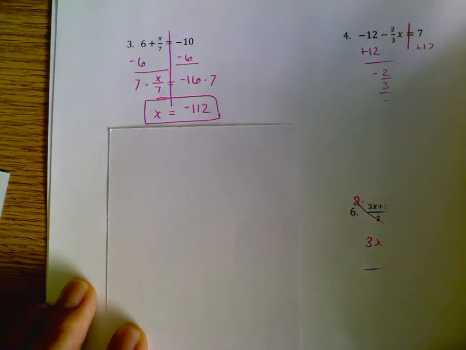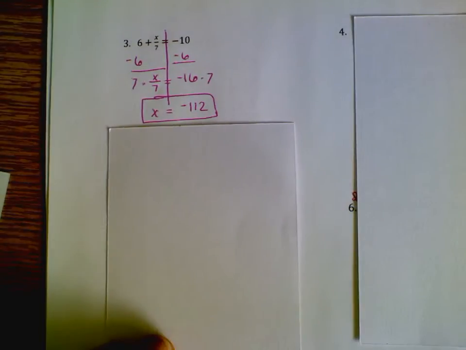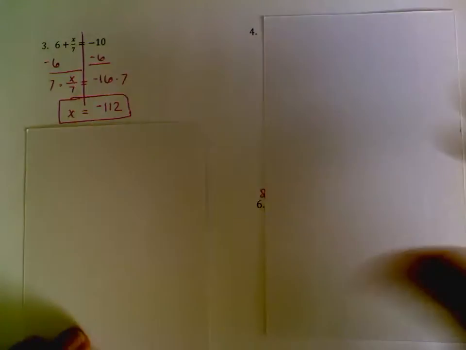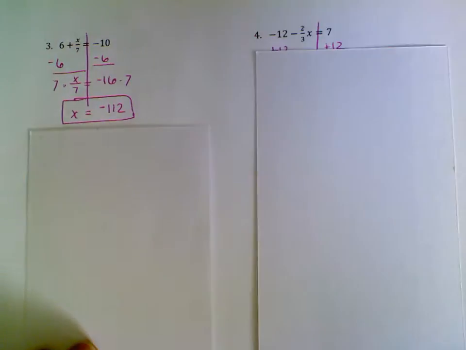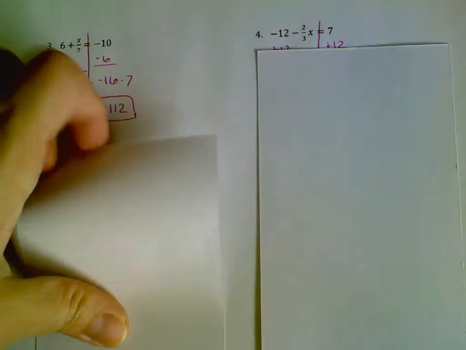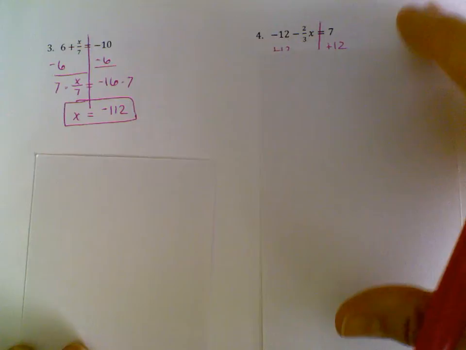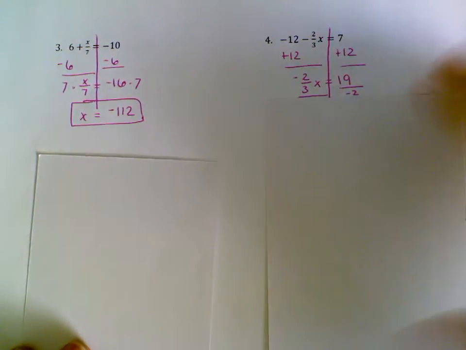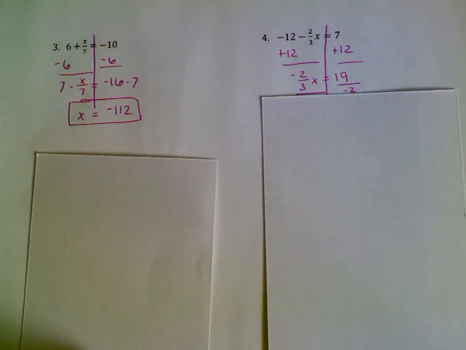Let's have you try number 4. So on number 4, you have -12 minus 2/3 x equaling 7. Your first step would be that you would want to add 12 to both sides. So you would get -2/3 x equaling 19.